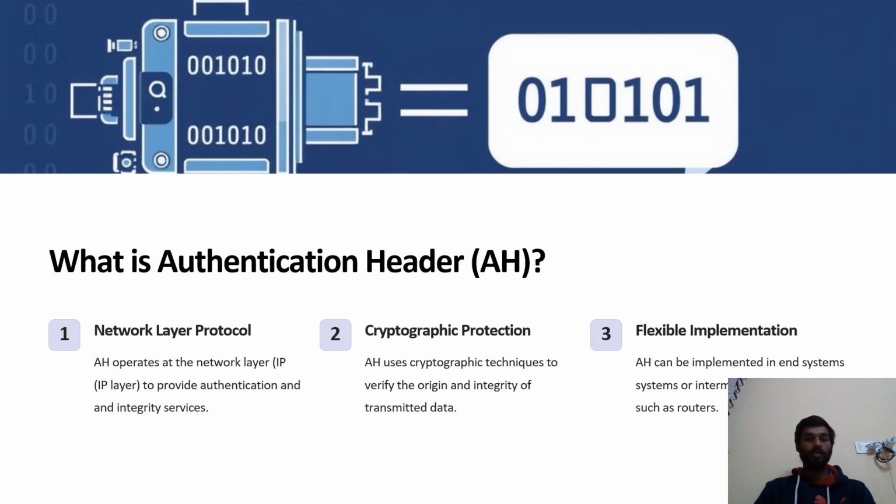What is authentication header? Network layer protocol. Authentication header operates at the network layer, that is IP layer, to provide authentication and integrity services. Cryptographic protection. Authentication header uses cryptographic techniques to verify the origin and integrity of transmitted data. Flexible implementation. Authentication header can be implemented in end systems or intermediate systems such as routers.